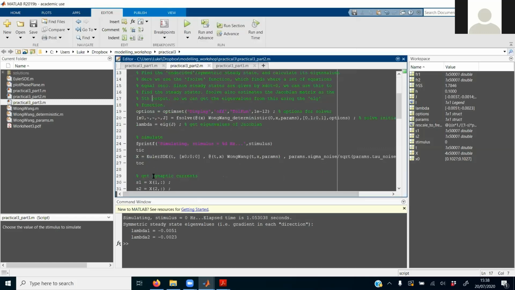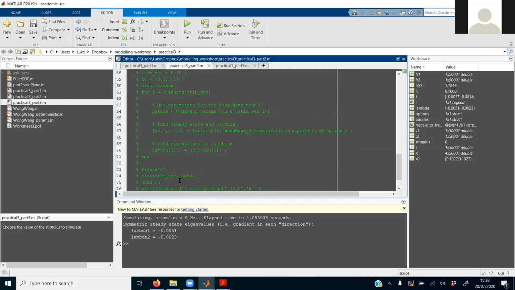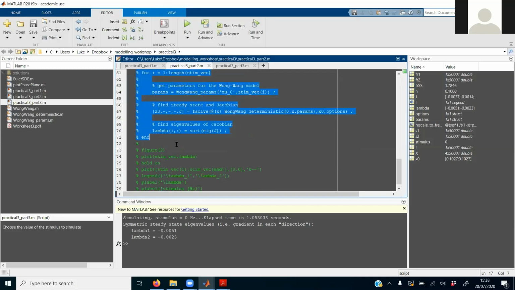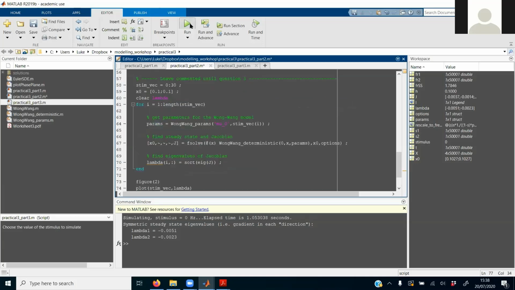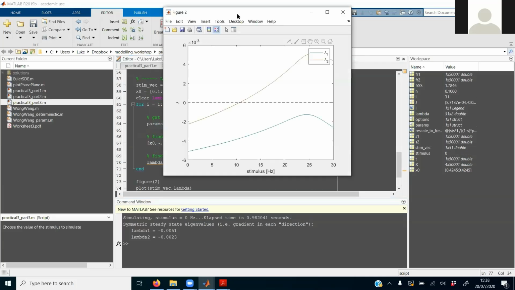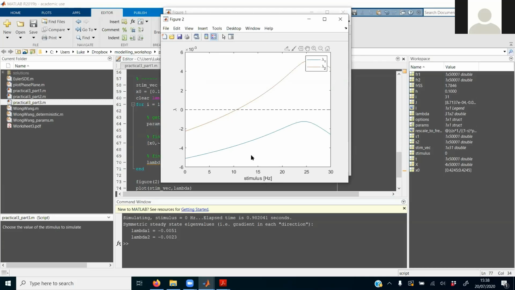So question 3, we were asked to uncomment all of these lines down here. So you can highlight them, Control and T. And now if I run the script again, we should get a figure 1 that just shows that case, but also a figure 2 here. And this shows the eigenvalues. So we've got 2 eigenvalues because it's a 2-dimensional system. And this shows the eigenvalues as I change the stimulus.